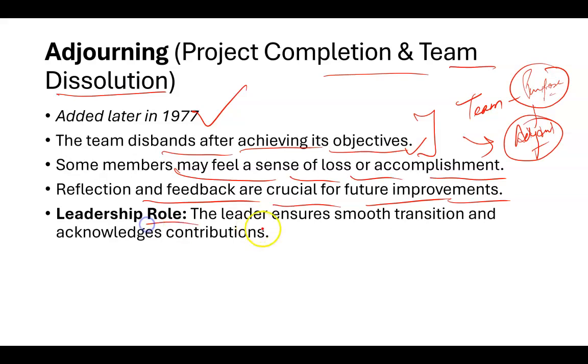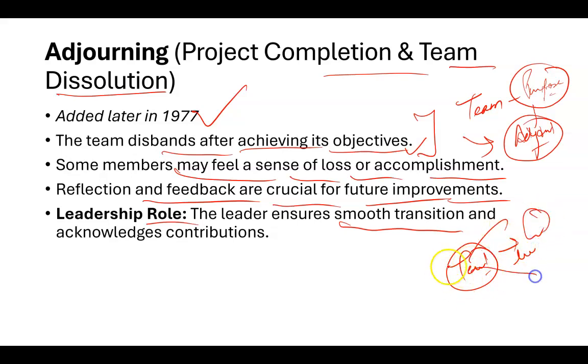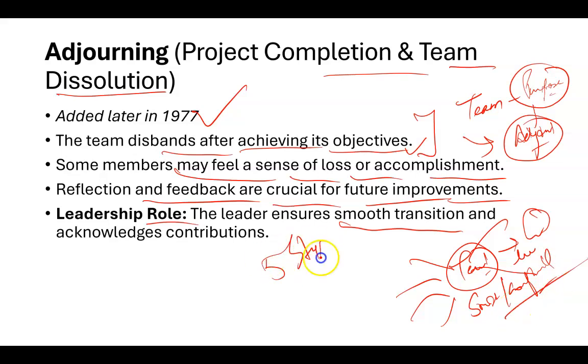What is the role of the leader now? The role of the leader is now smooth transitioning. For example, now the team will adjourn. So that means there will be a new team, there will be a new leader. All the team members will go to different teams. So there must be smooth transitioning without any conflict, without any issue, right? So these are the 5 stages of the Tuckman model, right? Let's talk about the application of this model.